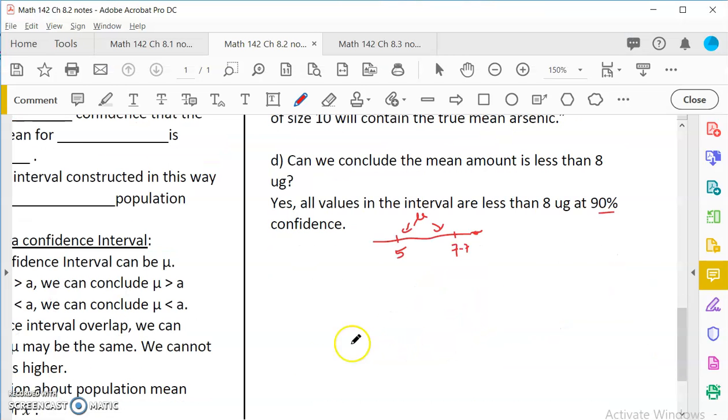So that is all for 8.2. We'll do 8.3 for confidence interval for proportion.